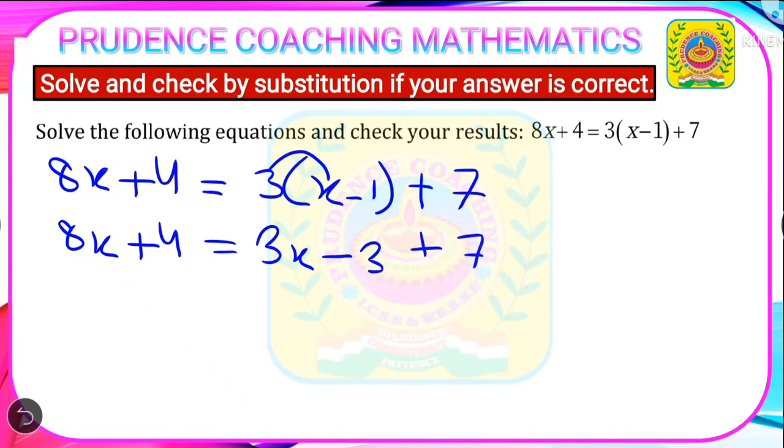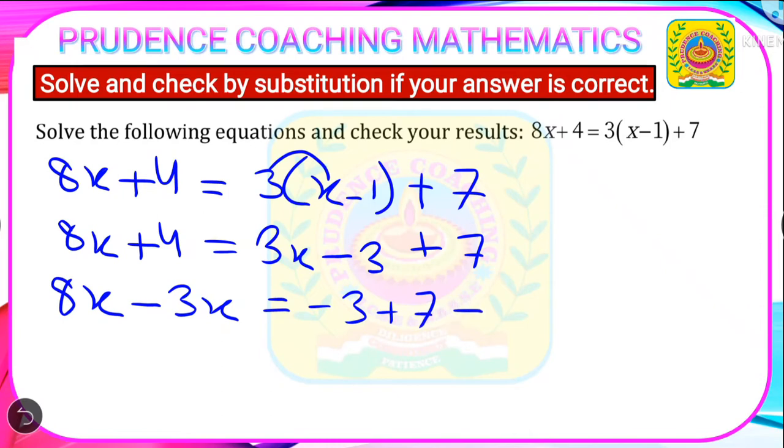Now we need to bring all the x terms, or the terms having variable, on the left hand side. Other things we need to take towards the right. So 8x minus 3x, and on the right hand side we have minus 3 plus 7, and we need to take plus 4 towards the right, so it will become minus 4.